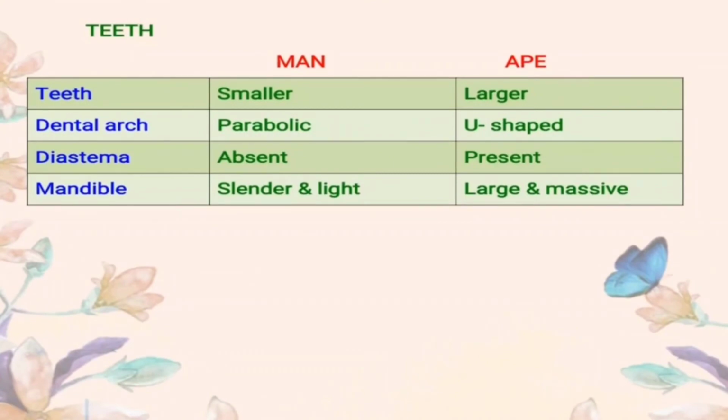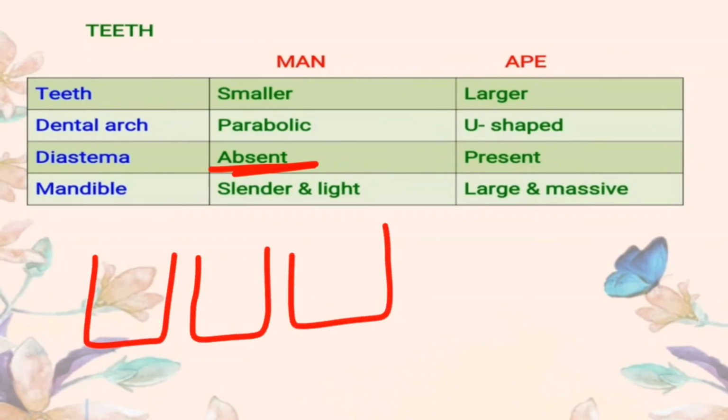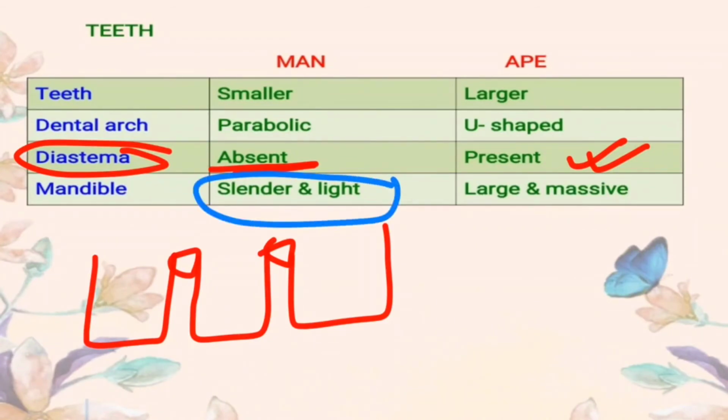Okay, let's move forward. The diastema is absent in man. Diastema is simply the space between the teeth. We see that in the apes the space between the teeth is present, but as it is quite visible, we can also feel it in our own mouth that we lack diastema. We do not have any sort of diastema, but in the apes it does exist. The mandible in a man is slender and quite light, but the apes have a large and massive mandible.